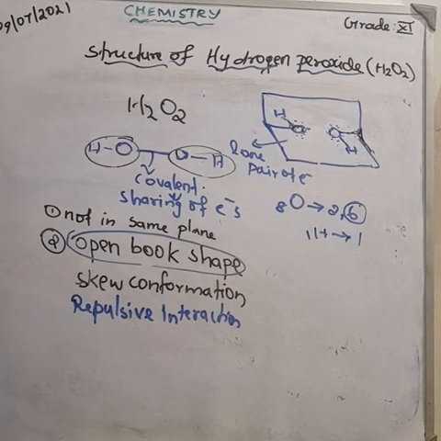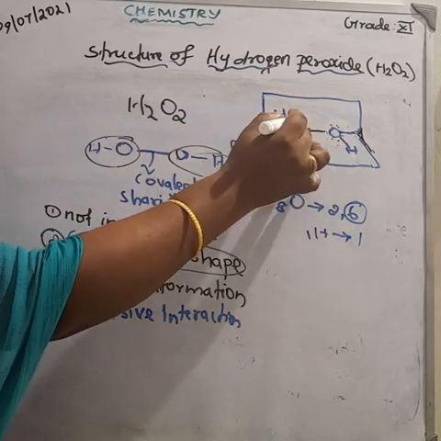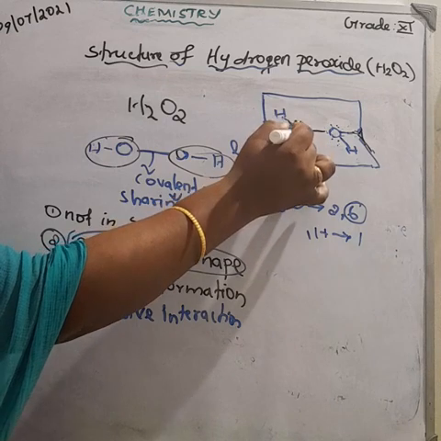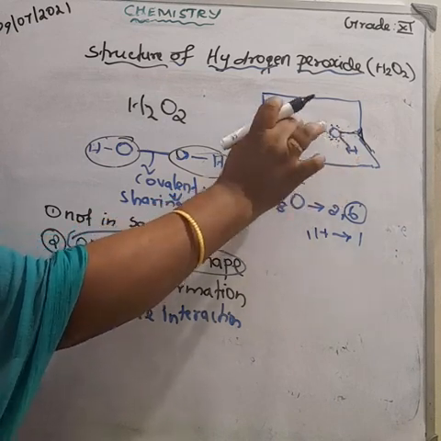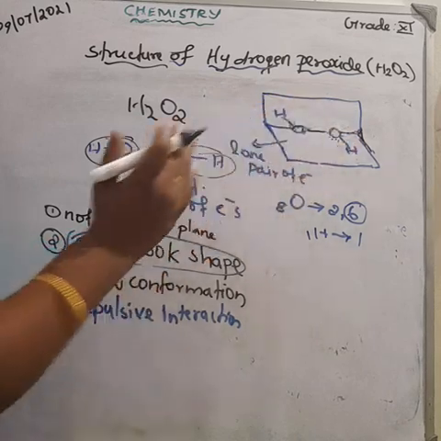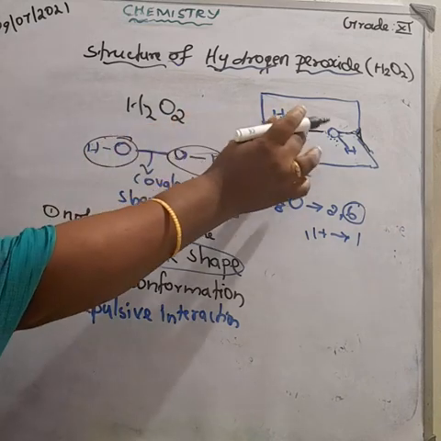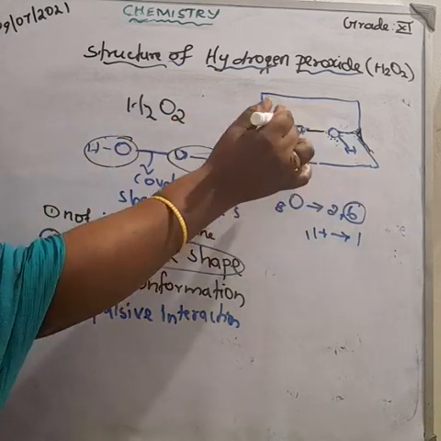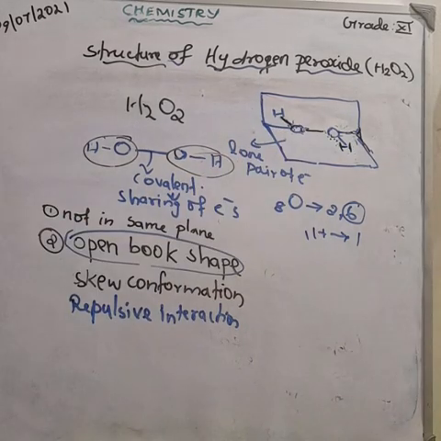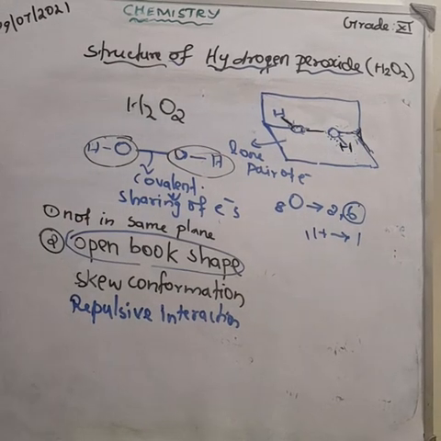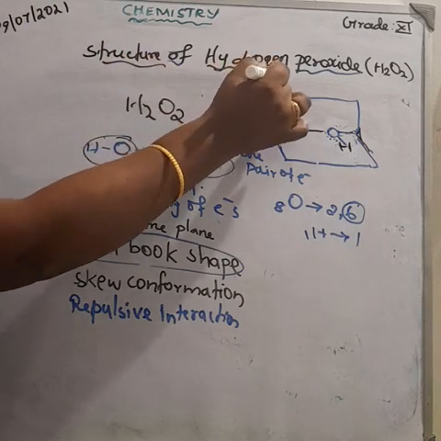So because of the repulsion, the OH bond is in a skew conformation structure. In the skew conformation, the hydrogen and oxygen are in a slant position. Understand? This is the structure of hydrogen peroxide in gas phase or liquid phase.